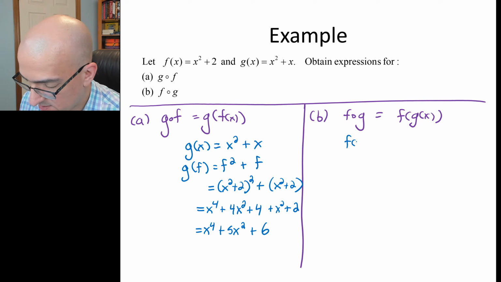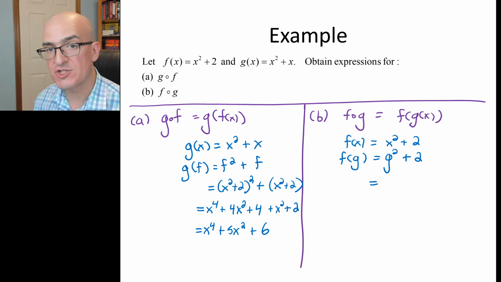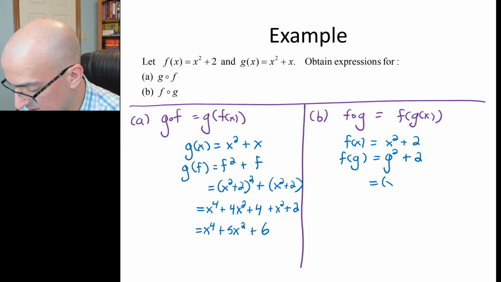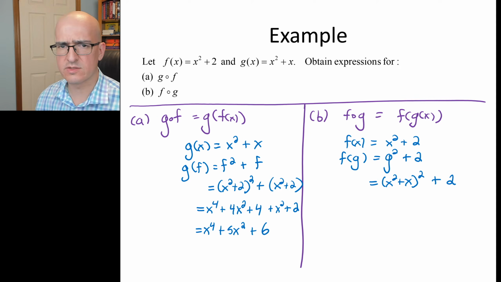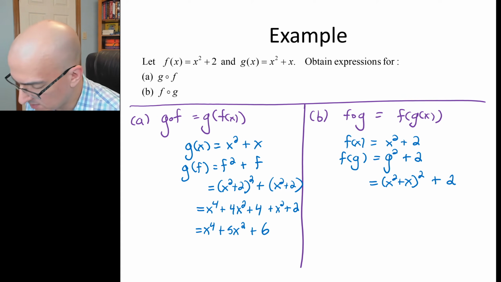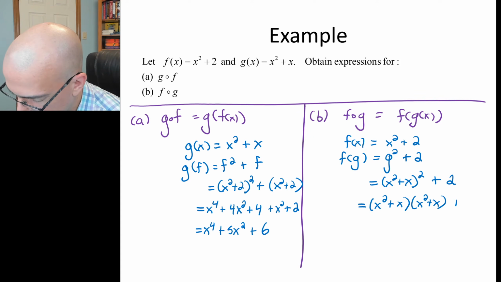So I'm going to say f of x is x squared plus 2. F of g is g squared plus 2. Now I'm going to replace g by its function, which is x squared plus x. And I don't replace the 2, because 2 is a constant. You don't replace it by stuff you plug in. Okay, now I'm going to do the FOIL, and this time I'll write it out, since it's weird. X squared plus x times x squared plus x plus the 2.